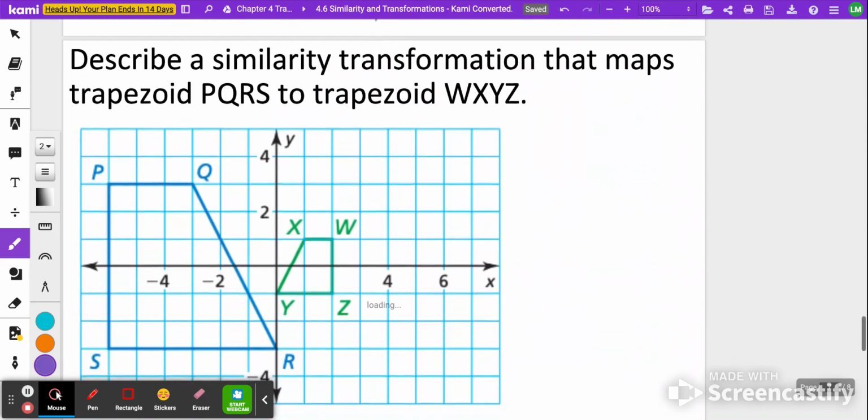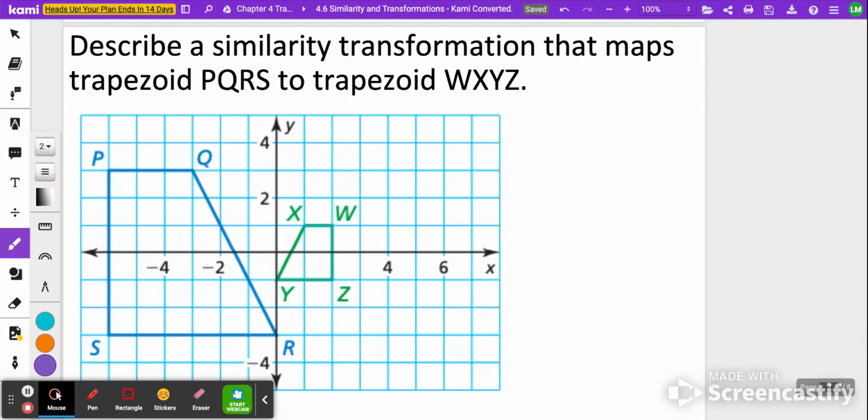Here's another figure, and it says describe a similarity transformation that maps trapezoid PQRS to trapezoid WXYZ. Go ahead and take time now to pause, determine what you think is happening first, and when you're done, click play to check your work.